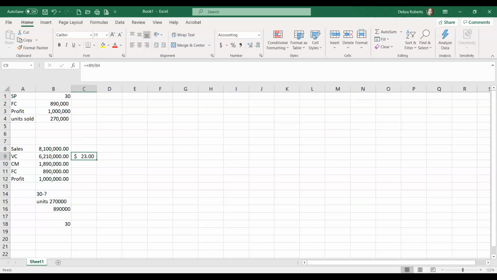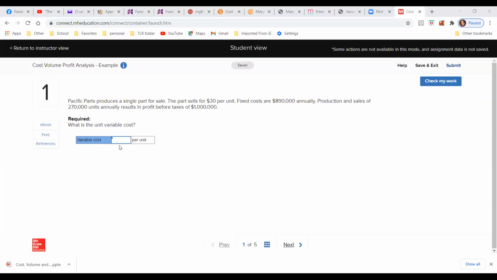So I'm going to unshare my screen again. I'm going to stop sharing, and I'm going to go right back to my homework assignment. I'm going to share that. Let me know if you can see it. Yep. Okay. Now I'm going to put $23 here.